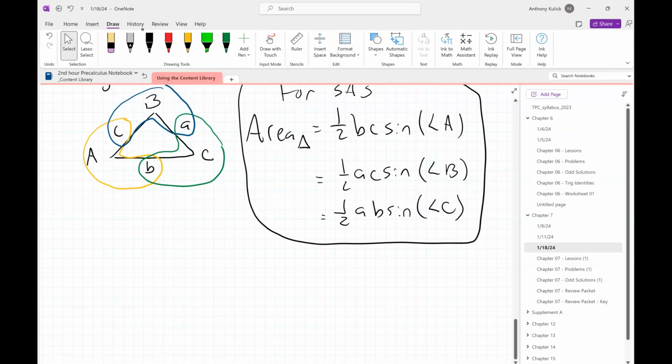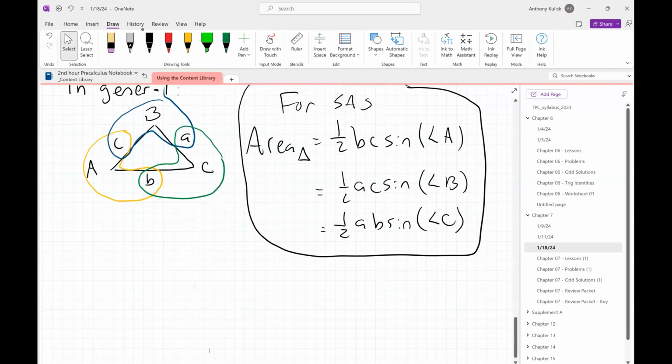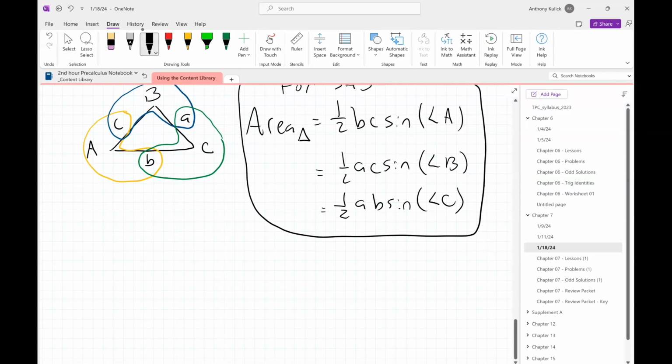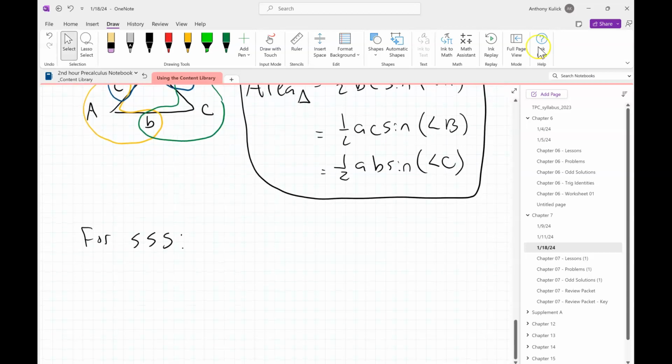What do we do if we have a side side side situation? Well, we have a different formula that we can apply there. I'm not going to derive this formula because it's a lot of algebra. We kind of derived that one because it was sensible to do. This one is kind of rough.